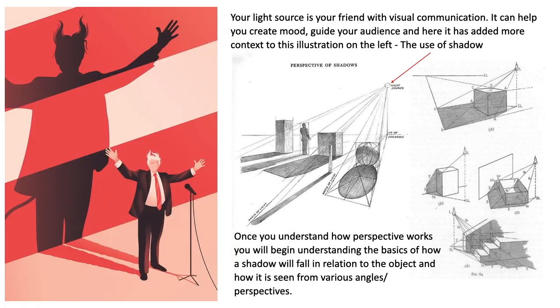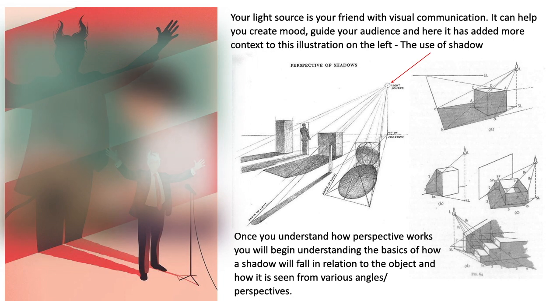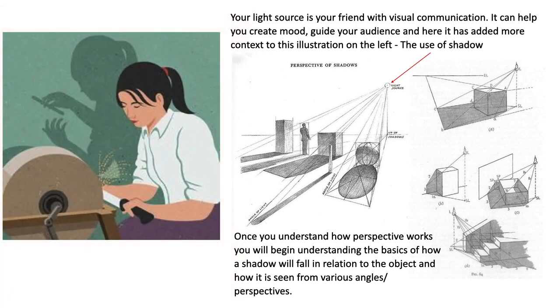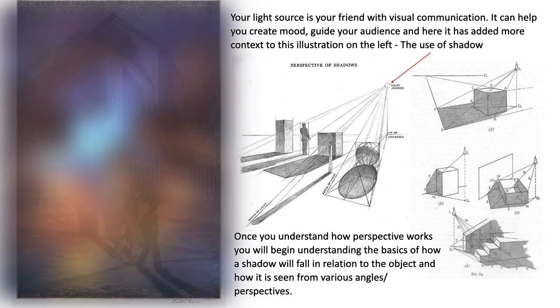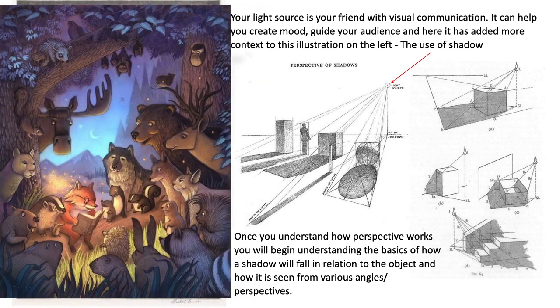Your light source is your friend with visual communication. It can help you create a mood, guide your audience, and here it has added more context to the illustration on the left with the use of the shadow. Once you understand how perspective works, you'll begin understanding the basics of how a shadow will fall in relation to the object and how it is seen from various angles and perspectives. So it can be really used as a tool to highlight your focal point and to create a lovely sense of illumination.